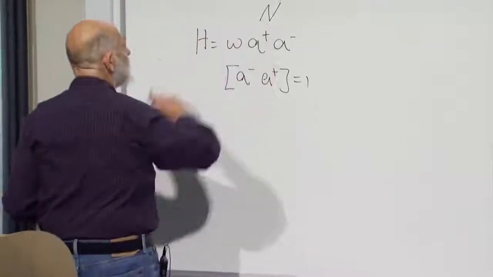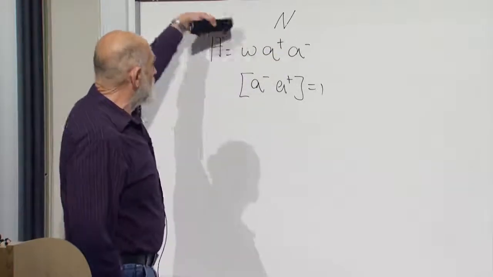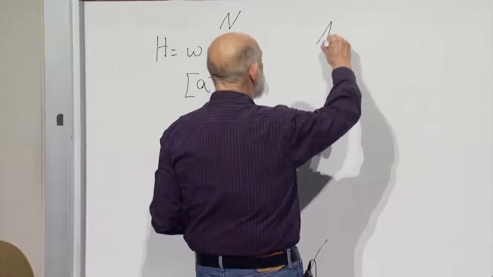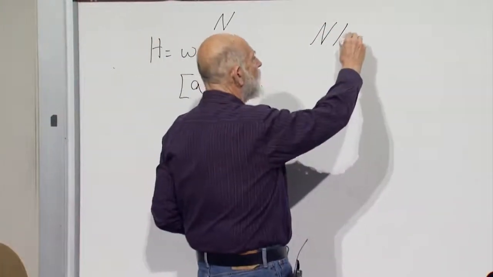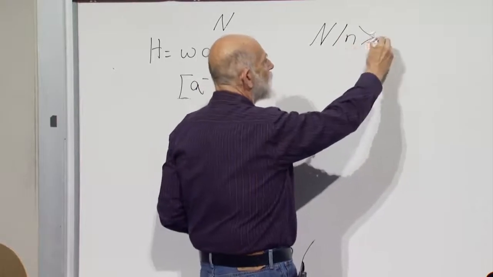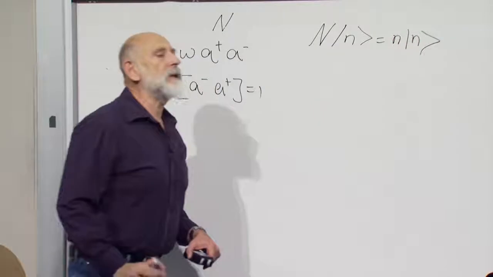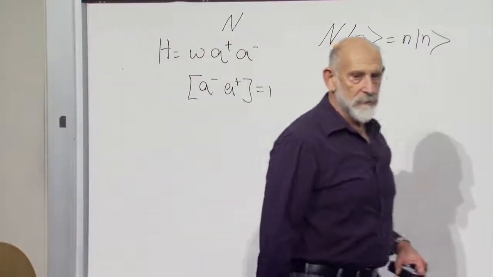We want to find the eigenvalues of N. Once we know the eigenvalues of N, we know everything we want to know. So let's suppose that N has an eigenvector called little n, and that the eigenvalue is just little n. I haven't made any assumptions about whether little n is an integer or anything else.